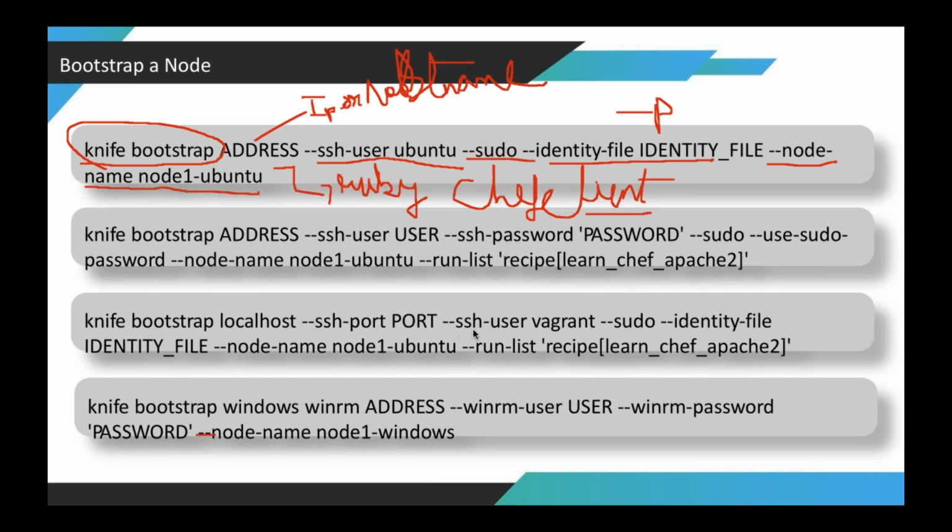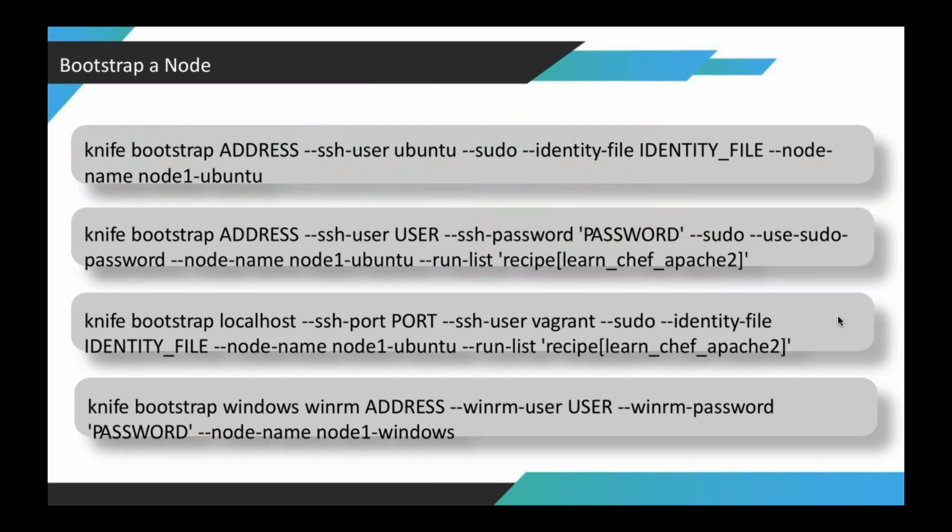Okay, another important thing is that you can directly add the run list during the time of the bootstrap as well. That will help to identify what configuration that node should run on when it initially gets created. So you can even mention the run list during bootstrap so that once the agent gets installed onto the remote node, it's able to fetch the latest configuration from the Chef server and apply that configuration as well.